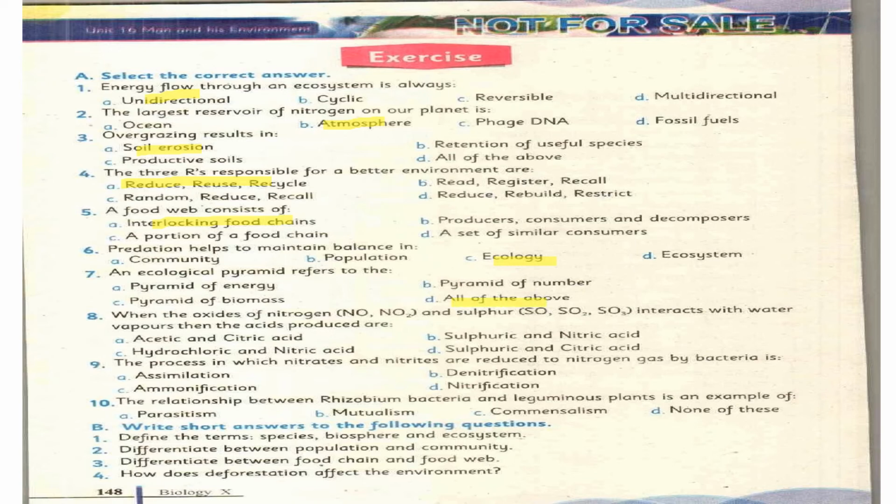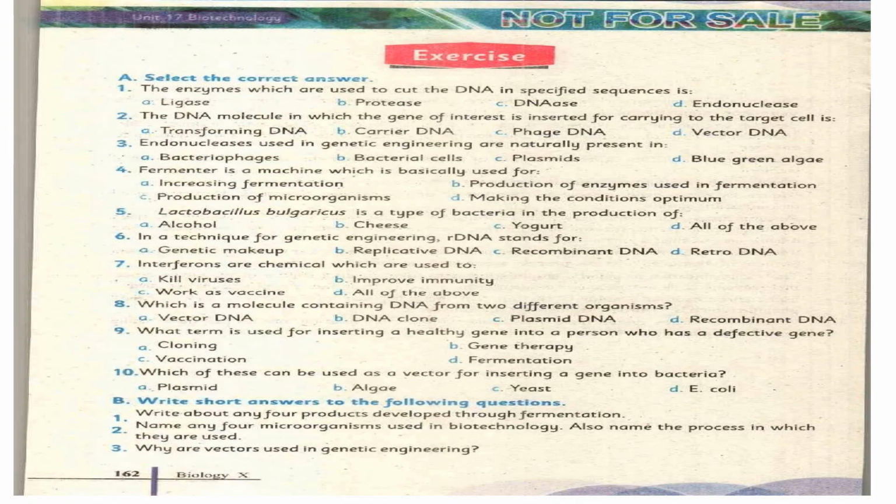When the oxides of nitrogen and sulfur interact with water vapor, the acids produced are sulfuric acid and nitric acid. The process in which nitrates and nitrites are reduced to nitrogen gas by bacteria is denitrification. The relationship between rhizobium bacteria and leguminous plants is an example of mutualism. The enzymes which are used to cut the DNA at a specified sequence are endonucleases.